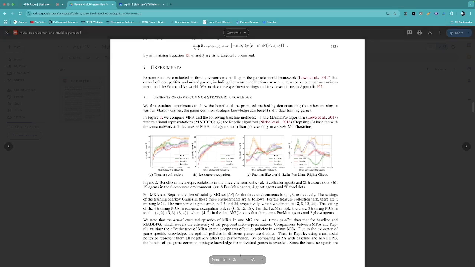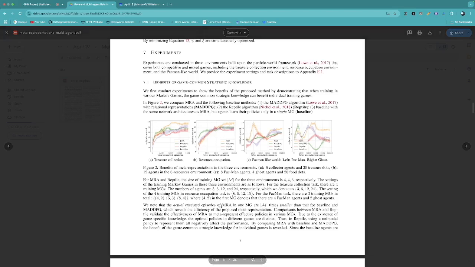So for MRA and Reptile, the size of the training Markov game set M for 3 environments is 4, 4, and 3 respectively. The settings of the training Markov games in these 3 environments are as follows, and they talk about that. We note that the actual executed episodes of MRA in one Markov game are M times smaller than that for baseline and MAD-DPG, which reveals the efficiency of the proposed meta representation. So if there are differences in the number of total executed episodes, that can reveal the efficiency of the proposed meta representation.